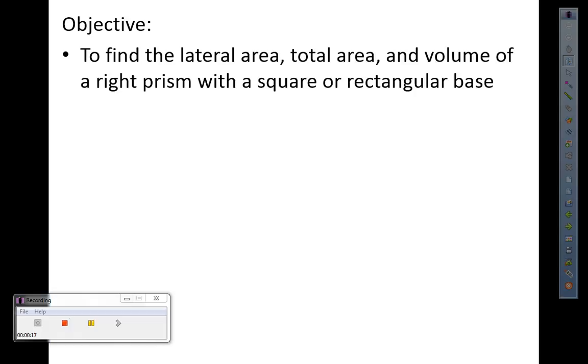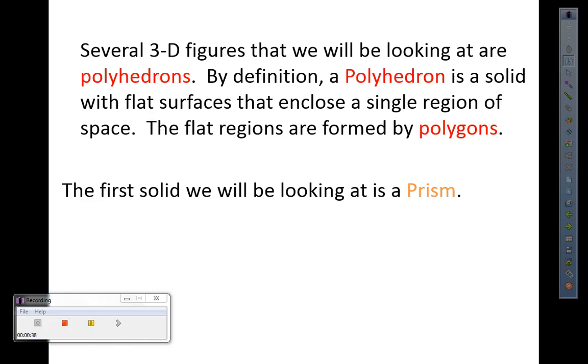Again, like I said, we'll get into 3D shapes. We already dealt a little bit with 3D shapes, making the kites earlier in the year. Some of them are still hanging from the ceiling. Those are pyramids, and we'll get into those after Thanksgiving break. But 3D figures are polyhedrons. That's the formal name for what they are. A polyhedron is a solid with flat surfaces, as you can read there, and it encloses a single region of space.